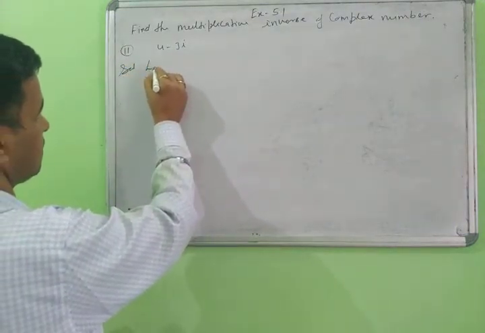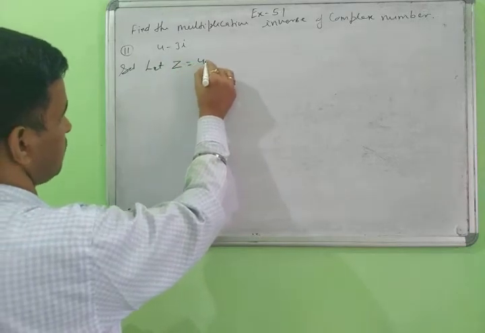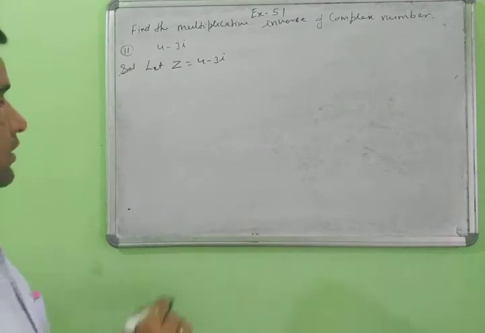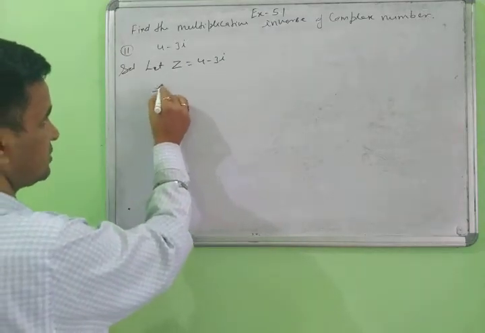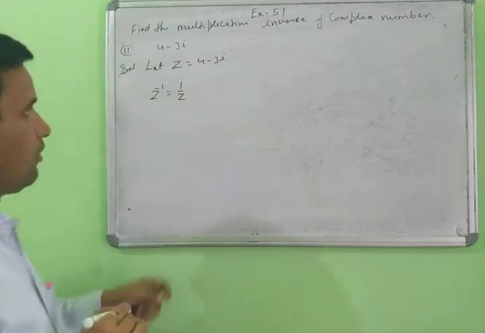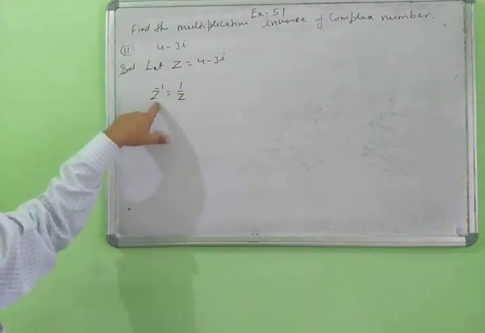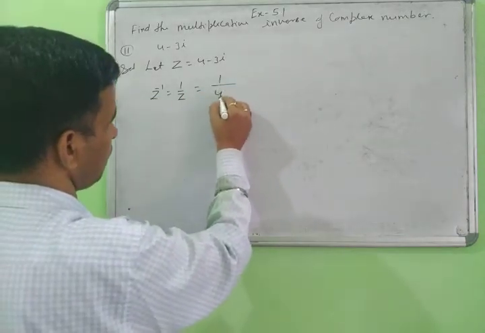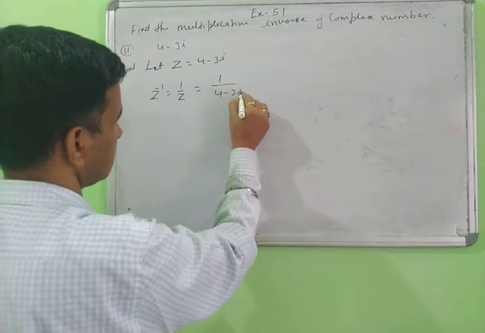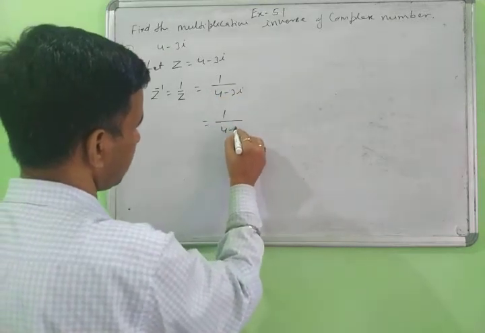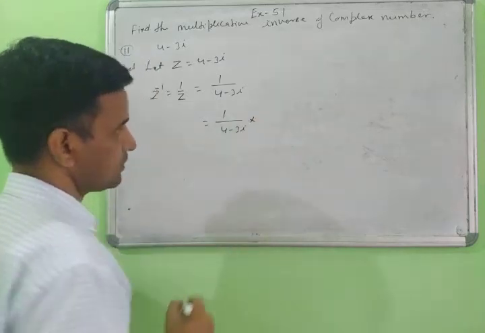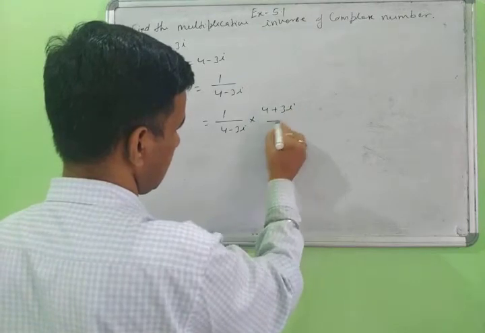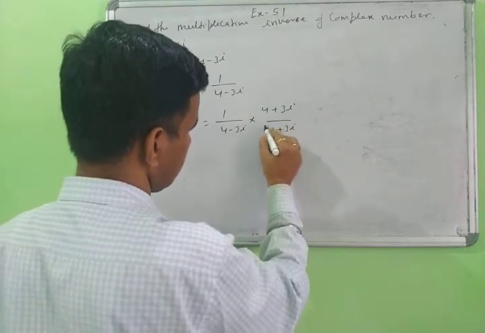Let z equal to 4 minus 3i, because your complex number is written by z. And what is the multiplicative inverse? It means z inverse equal to 1 upon z. This is the form of z inverse, which is called the inverse of the complex number. So then you can write here 1 upon 4 minus 3 iota. Then multiply by the conjugate of this. So what is the conjugate of this? 4 plus 3 iota and 4 plus 3 iota.